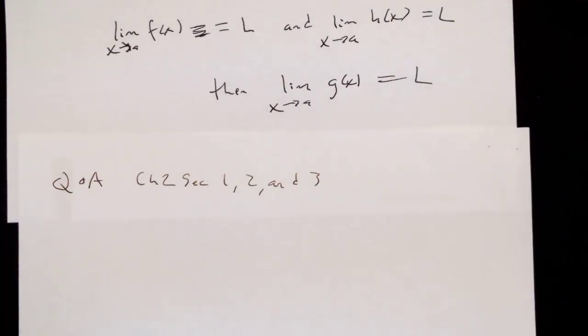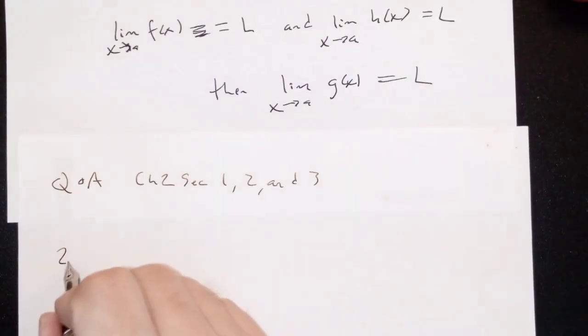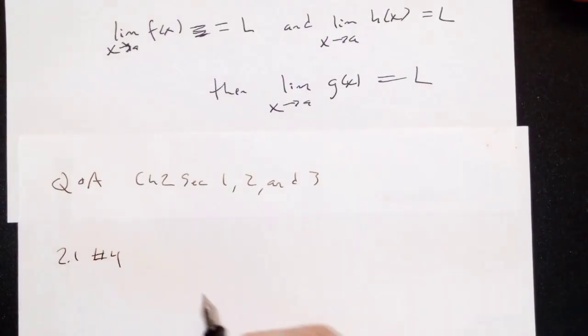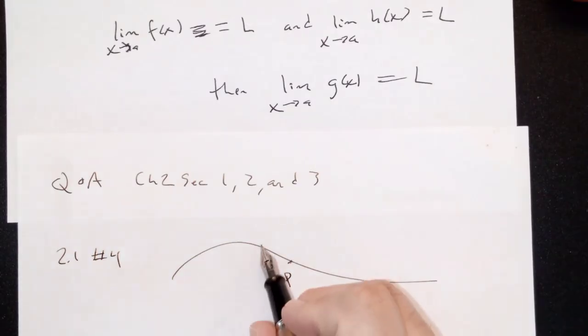They are going to look very similar. So I'm going to make up a picture and just hope for the best. So in problem 2.1, number 4, I don't know what the curve looks like, so I'm going to guess. Here's my point P. And we're looking at secant lines, which means I'm going to have another point way over here.